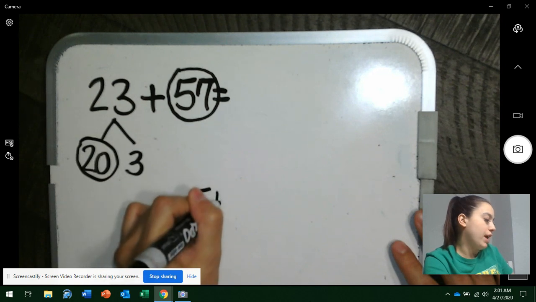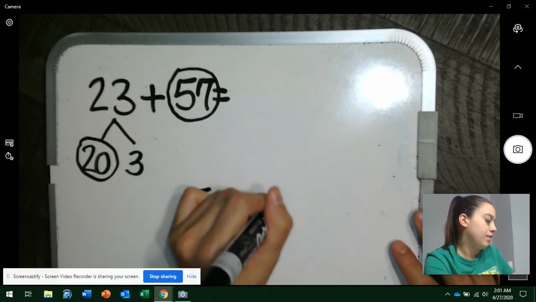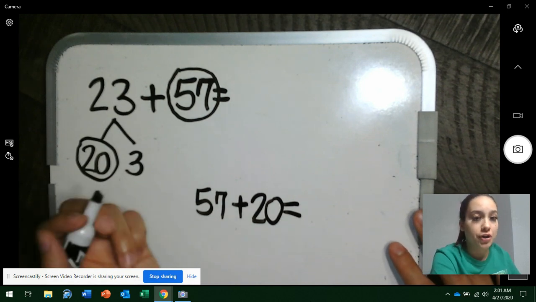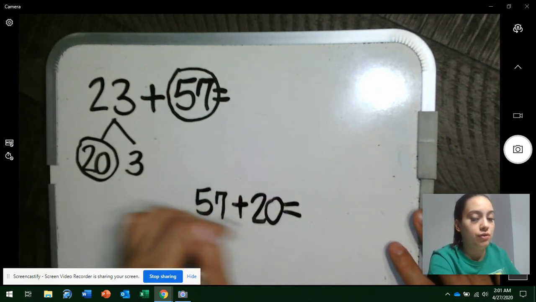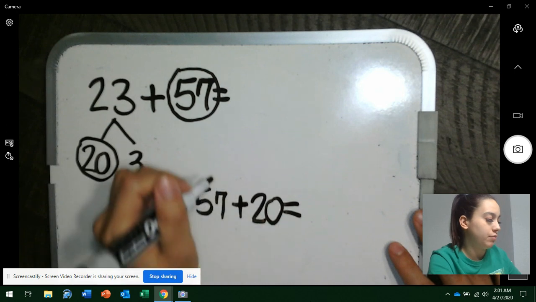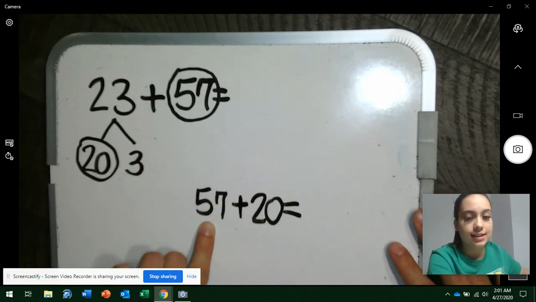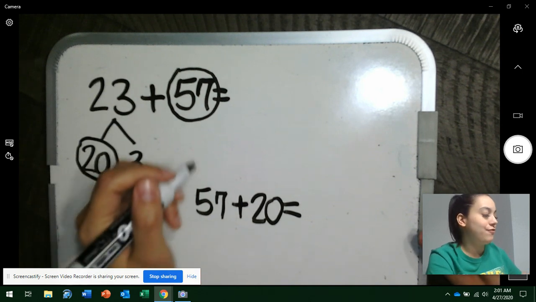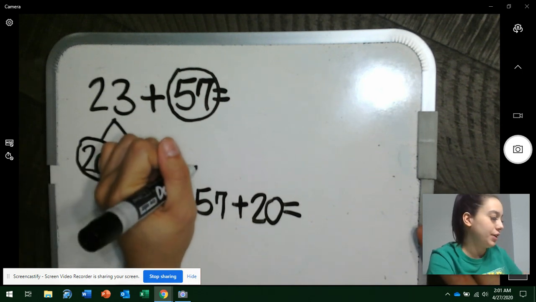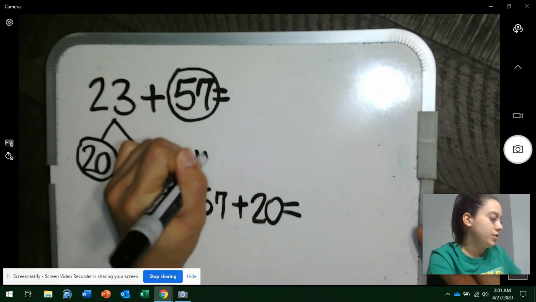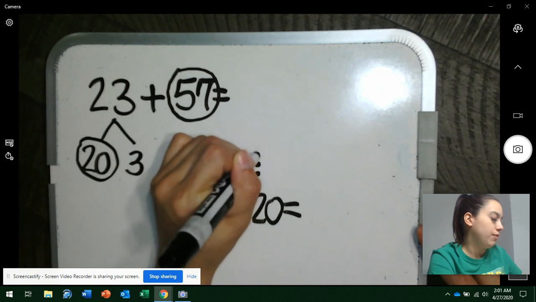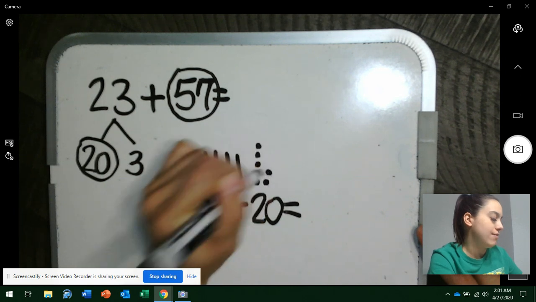So you're supposed to write it out. And remember to draw out your picture so if you need help adding 57 plus 20. So how many tens and ones in 57? Get ready. Yes, 5 tens, 7 ones. Very good, boys and girls. So 1, 2, 3, 4, 5. 1, 2, 3, 4, 5, 6, 7 ones.